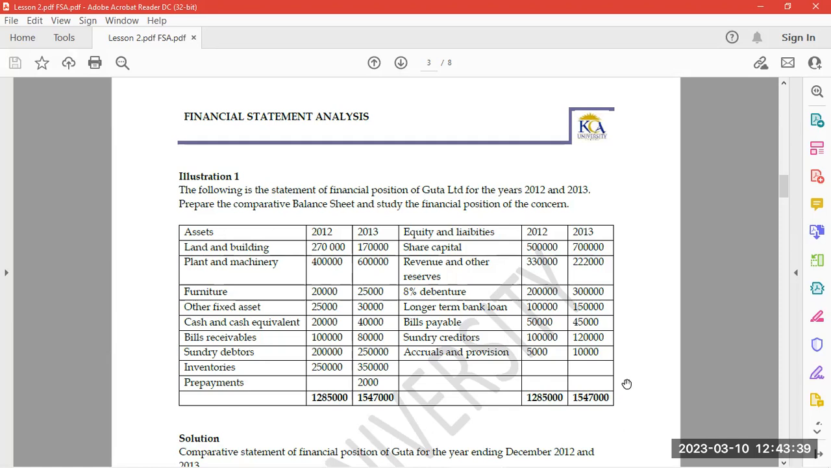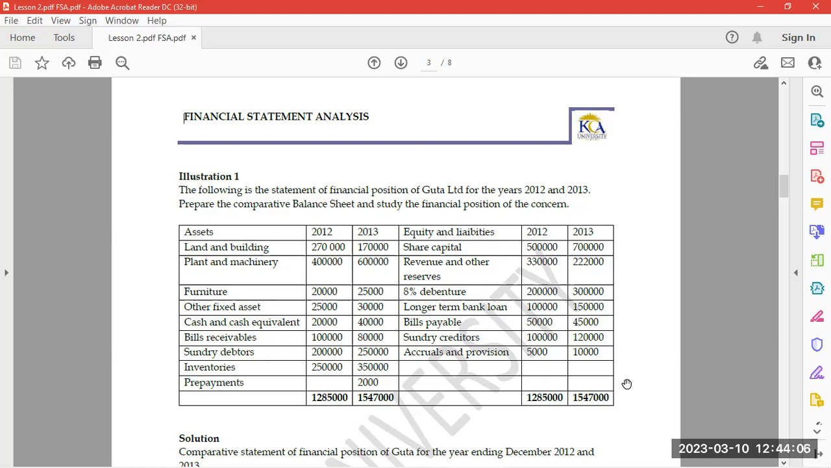Based on our previous lesson, this was our number one illustration, and it goes: the following is the statement of financial position of Guta Limited for the financial year 2012-2013. Prepare the comparative balance sheet and study the financial position of the concern. So here we have assets, equity, and liabilities.